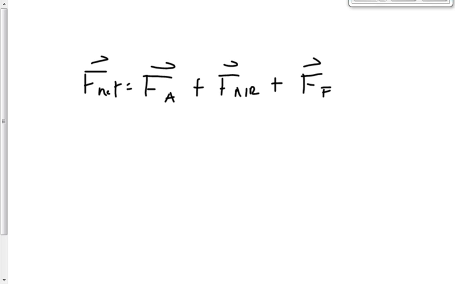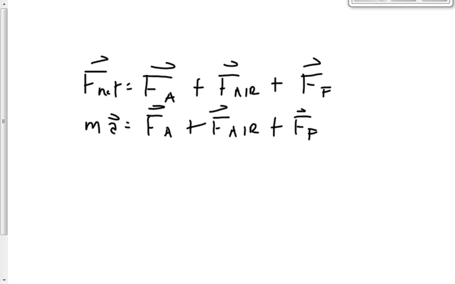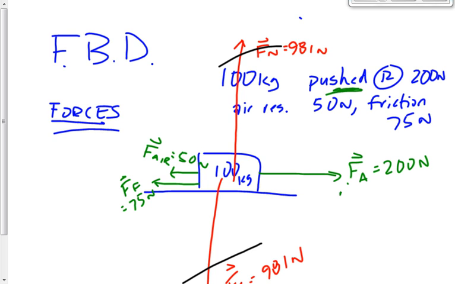So we're going to say in our next step that F net, the total force, is equal to all of those forces that haven't canceled added together. Now, if we're looking for the net force, then great, just add them up. If we're looking for the acceleration, then the next step will be to replace F net with M times A. So it becomes MA is equal to FA plus FAIR plus FF. Now it's simply a matter of plugging some numbers in. In this case, the value of M was 100 kilograms, I think, wasn't it? Yeah, 100 kilograms.